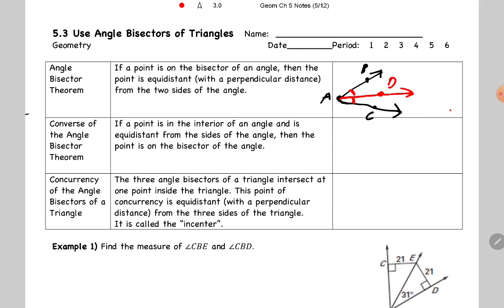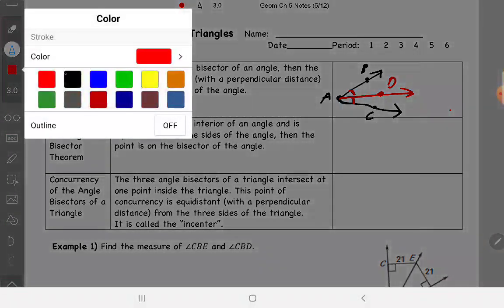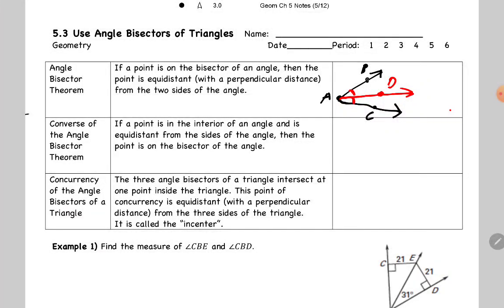If a point is on the angle bisector, then it is equidistant from the two sides of the angle. And then it works backwards as well. If a point in the interior of an angle is equidistant from the sides of the angle, then that point is on the angle bisector. So that's just working backwards.